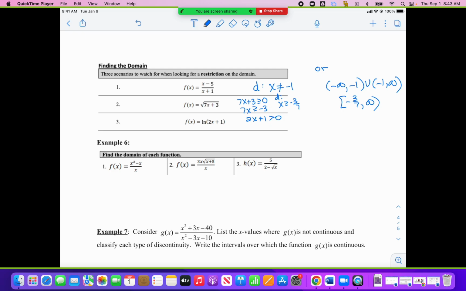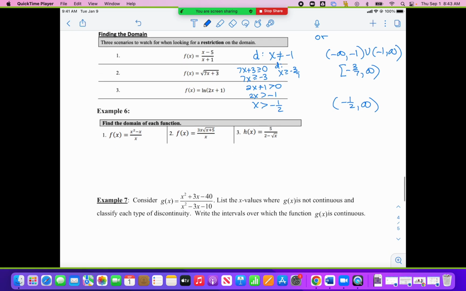I also can't make it 0. 2 to the 0 is what? 1. I can't get 2 to a power to give me 0. That's kind of my problem. So I would subtract 1, divide by 2. So I could write it like that, or in interval notation, parenthesis, -1/2, comma, infinity.